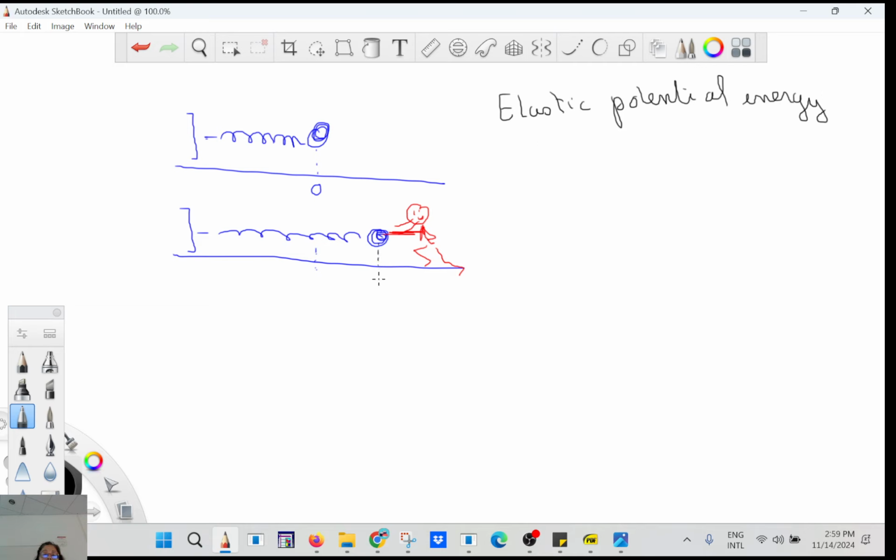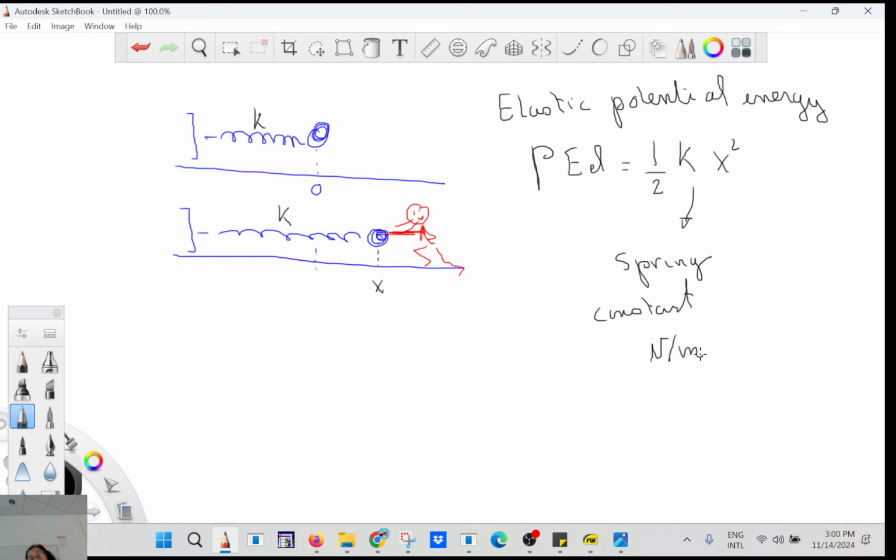And we can show that if the spring is stretched by an amount of X, that elastic potential energy will be equal to 1/2 K X squared. K is a constant and it depends on the kind of spring you have, on the material. This is called the spring constant. It's in Newtons per meter, and X is in meters. So it's just an equation. The elastic potential energy depends on how much you are stretching out the spring or how much you are squeezing the spring.